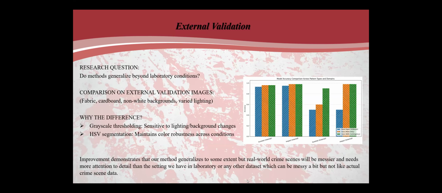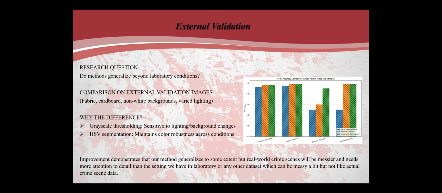The baseline grayscale thresholding performed well on the controlled images, as I mentioned, and it dropped to nearly 50 to 60% on external images. Our approach maintained approximately 90% accuracy overall, on gunshot and impact. Impact gave a pretty good result, and for gunshot it was nearly 90% accuracy. But I want to be clear about what this means: this improvement demonstrates that our method generalizes to some extent beyond the lab. It works maybe on cardboard or fabric or glass, conditions that are messier than the training data, but still somewhat controlled.